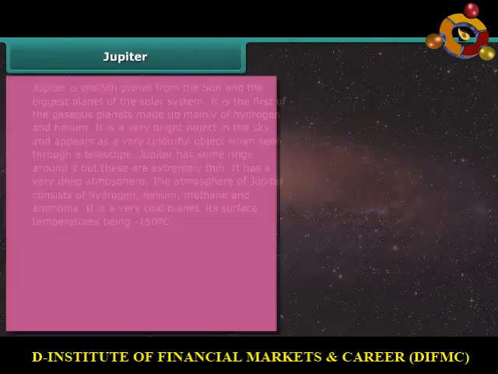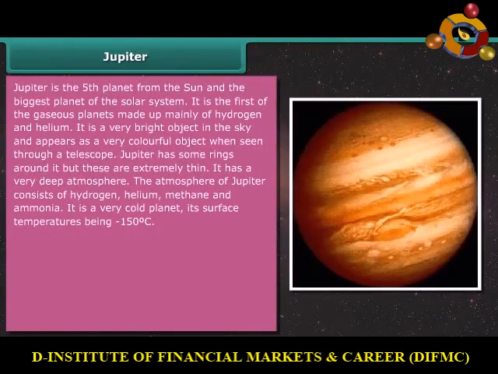Jupiter. Jupiter is the fifth planet from the Sun and the biggest planet of the solar system. It is the first of the gaseous planets, made up mainly of hydrogen and helium. It is a very bright object in the sky and appears as a very colorful object when seen through a telescope. Jupiter has some rings around it, but these are extremely thin.